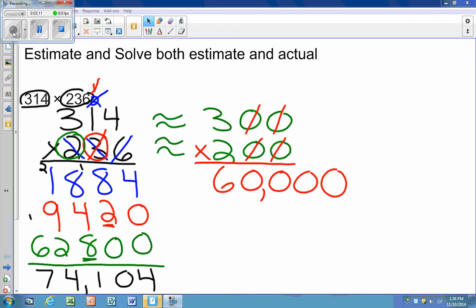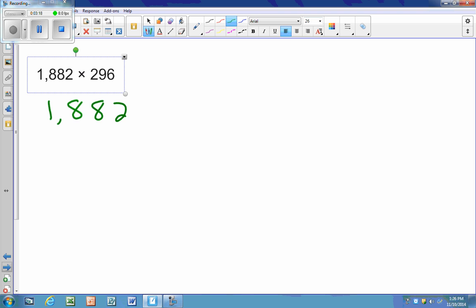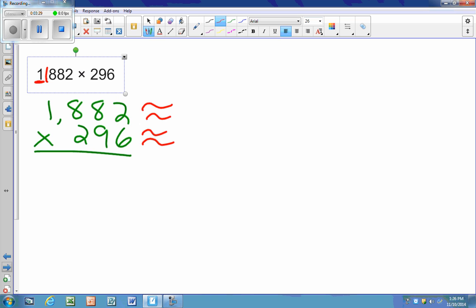We're going to do another example. So this time, we have 1,882 times 296. In order to not have to erase and rewrite, I'm going to do it this way. I'm going to put my estimation symbols in, and I'm going to just underline and box up here.